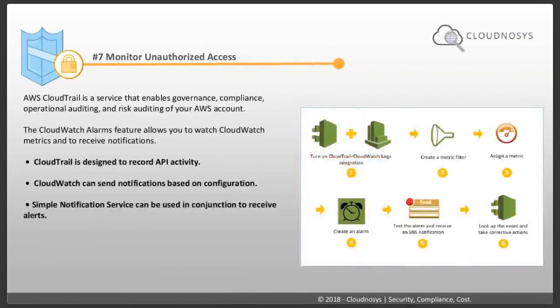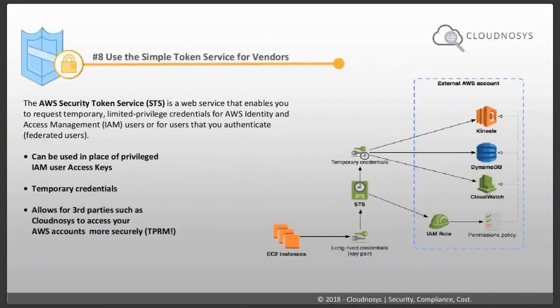7 is monitor unauthorized access. And again, the unauthorized access is around CloudTrail, CloudWatch, but you have to set up a metric filter, okay? And you have to assign a metric, you have to create an alarm, you have to test the alarm, and you have to, of course, get the event, and you have to do something about it. So there's like a couple of steps involved, not just turning on log files.